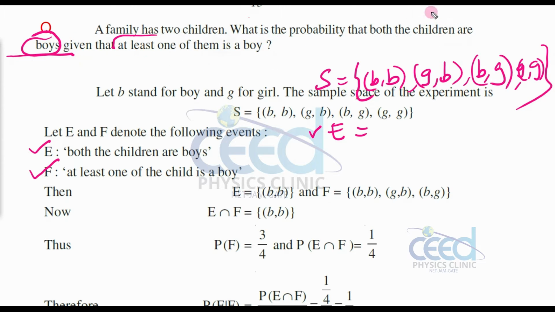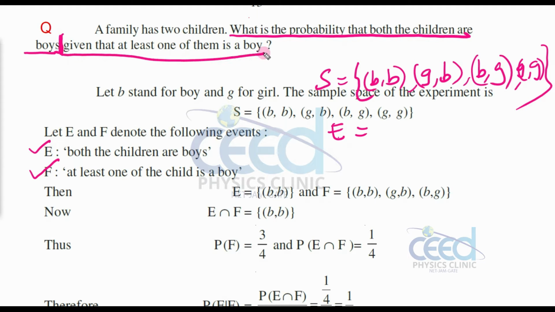This sentence is very important: what is the probability that both the children are boys? That we want to find. The thing which we need to find we will select as event E, and the thing that is given in the question, that has already happened, we will take as F. Now the confusion is over, in all problems that we are going to do. Both the children are boys, that is only one element, so that is 1 by 4.